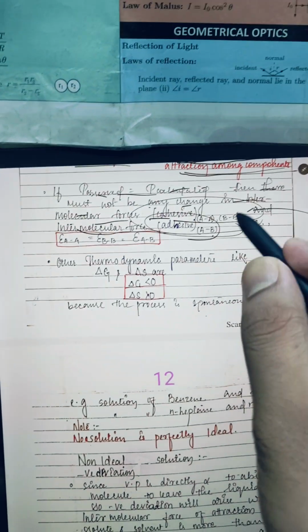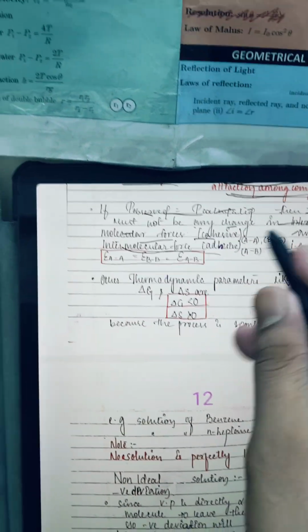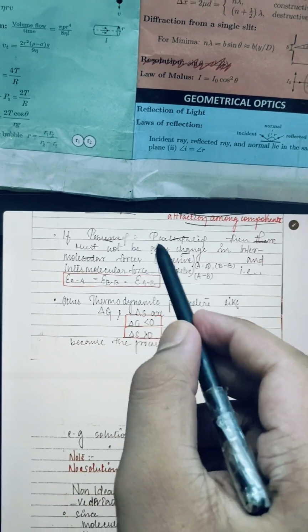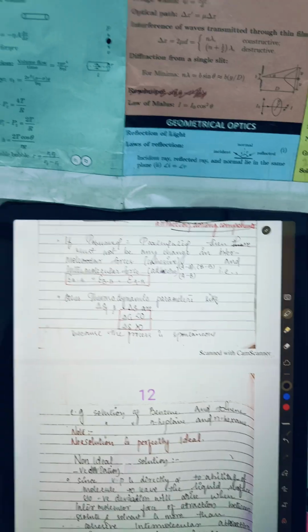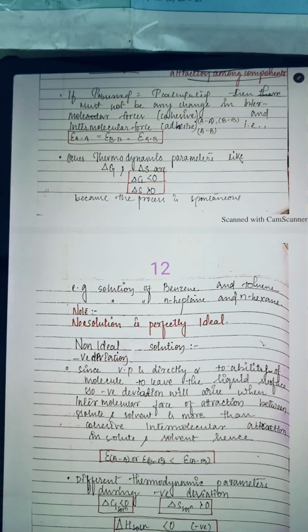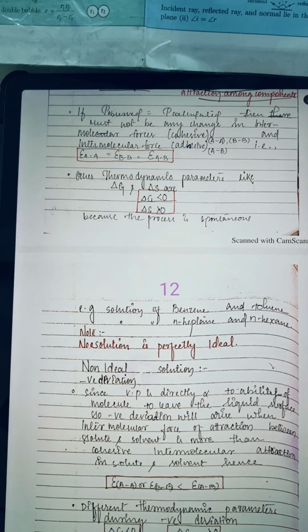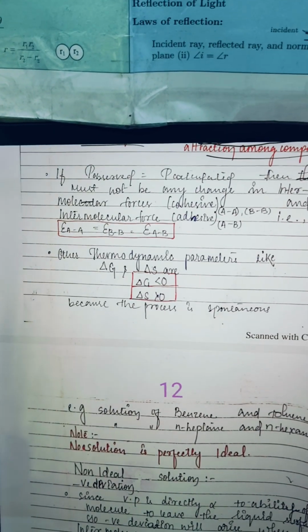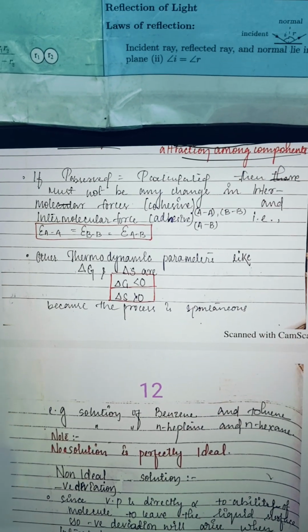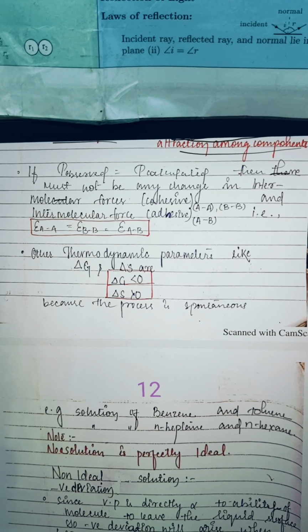AB is adhesive, AA is cohesive. The same molecular force is cohesive, different molecular forces is adhesive. So if P observed, the partial pressure we observed in the vapor phase, is the same as P calculated, then there must not be any change in the intermolecular forces: cohesive AA, BB, and intermolecular adhesive AB.